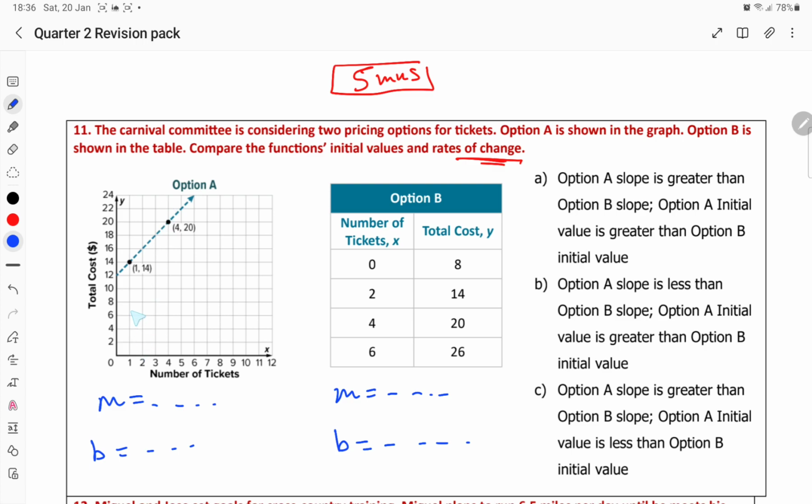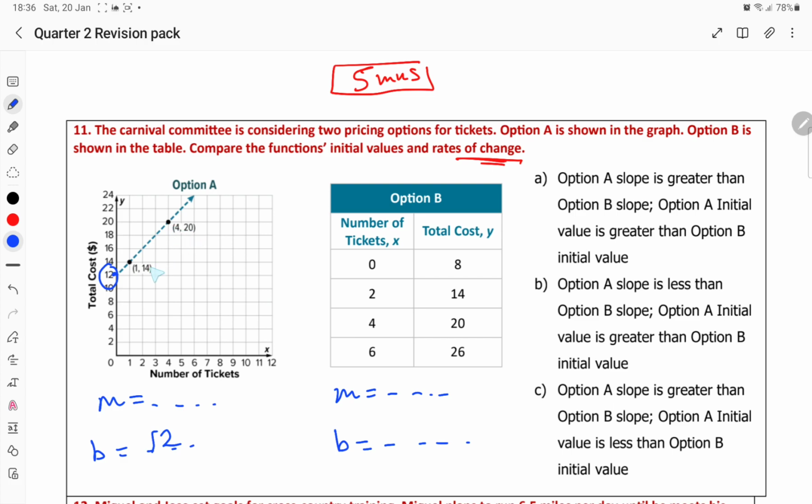So option A, it's very easy to figure out the y-intercept, or the initial value, because it's cutting the y-axis at 12, so that is the 12. Very good. What is the m? We just use the rule y2 minus y1 over x2 minus x1.